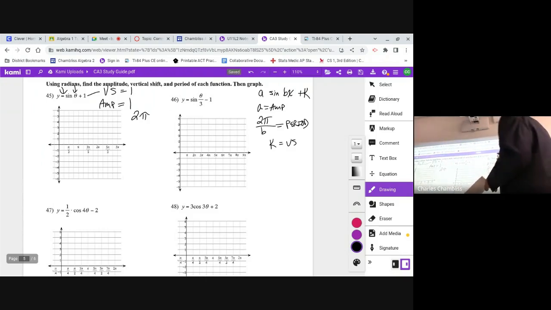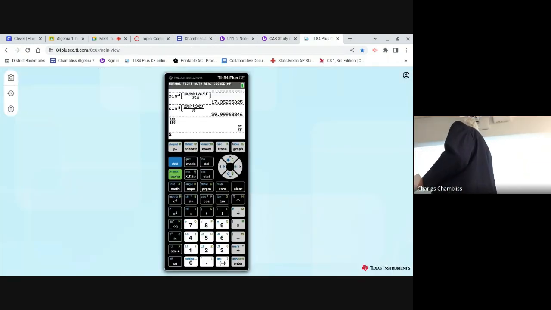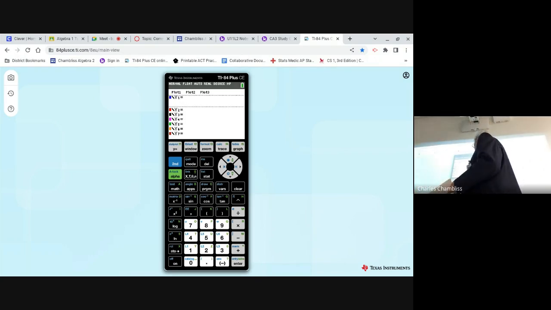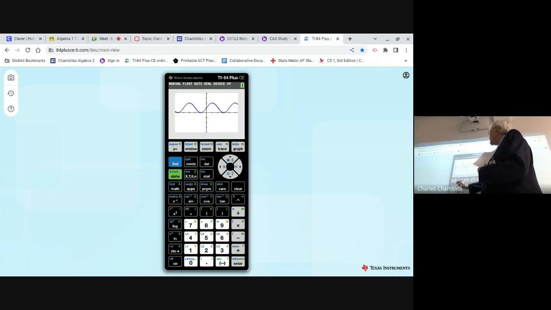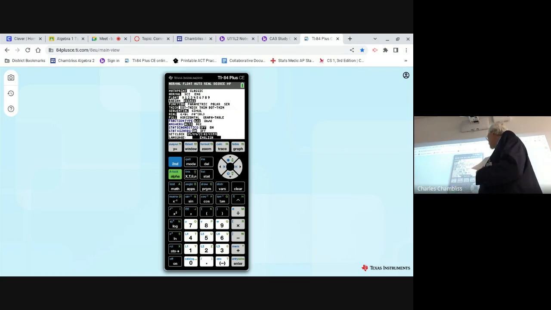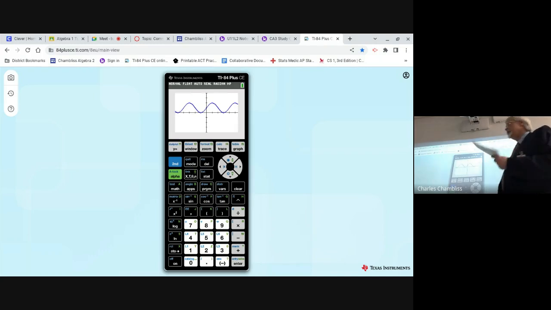Make sure you do zoom trig, sine theta plus 1. A lot of folks get messed up with this one because they think they have to type theta. No, you don't. Just do sine x plus 1. Graph it, but again, press zoom and 7. And for graphing, make sure your calculator is back in radian mode. So it looks like that.